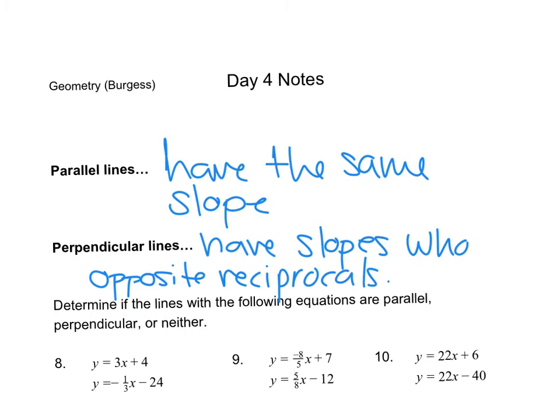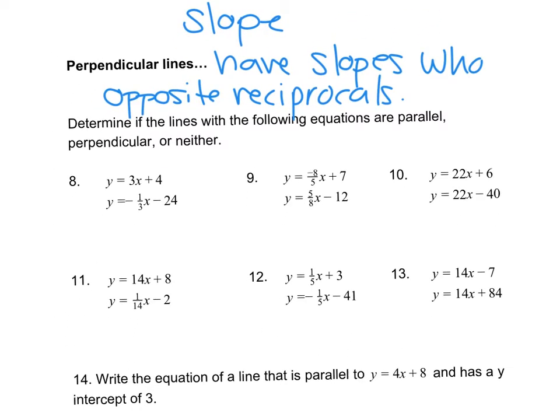Okay. Questions? Hopefully the visual was helpful, and hopefully it'll help you remember. So if we look at numbers 8 through 13, all we're doing here is simply looking at the equation of two lines, and we want to determine whether they are parallel, perpendicular, or neither. Okay. So if we look here at number 8, we have y equals 3x plus 4, and y equals -1 over 3x minus 24. Are these lines parallel, perpendicular, or neither?